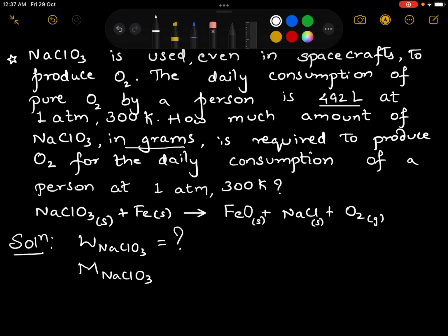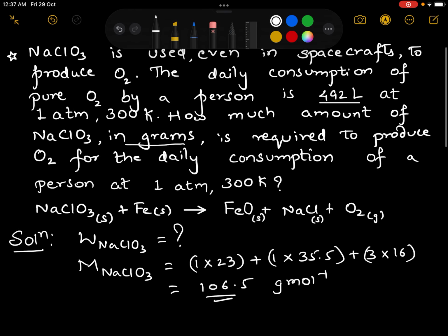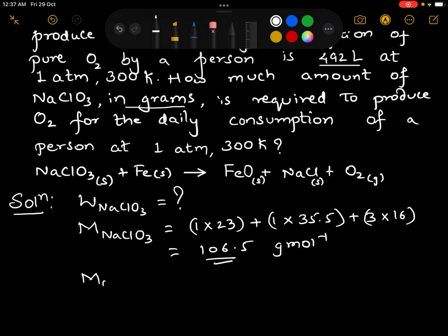So, standard mass, which is molar mass, we can find like this: sodium 1 atom multiplied by the atomic mass 23, plus chlorine 1 atom multiplied by the atomic mass 35.5, plus oxygen 3 atoms multiplied by the atomic mass 16. So we get 106.5 gram mole inverse. Now we will also find the molar mass of oxygen since we will require it later on. So 2 atoms of oxygen multiplied by 16, that is 32 gram mole inverse.